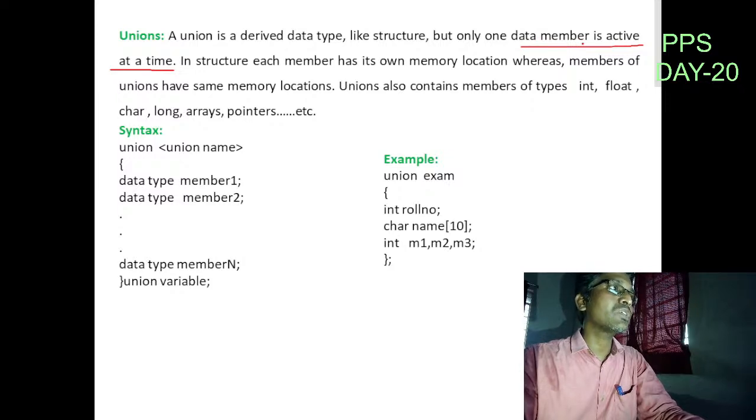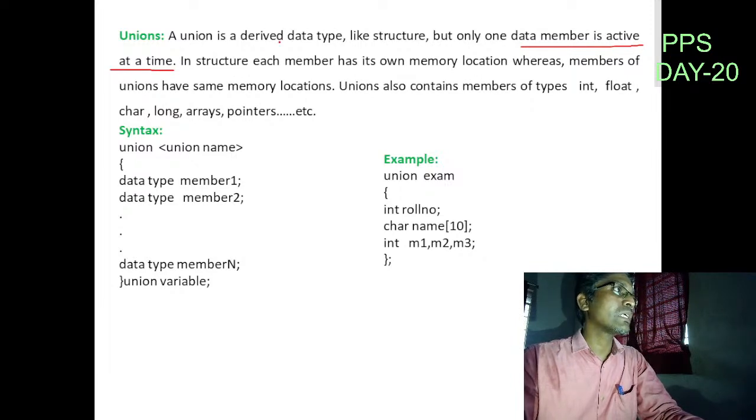If you try to initialize more than one union member at a time, then the last value you assign to a union member will be assigned to all the union members. I will explain this clearly in the next slide.